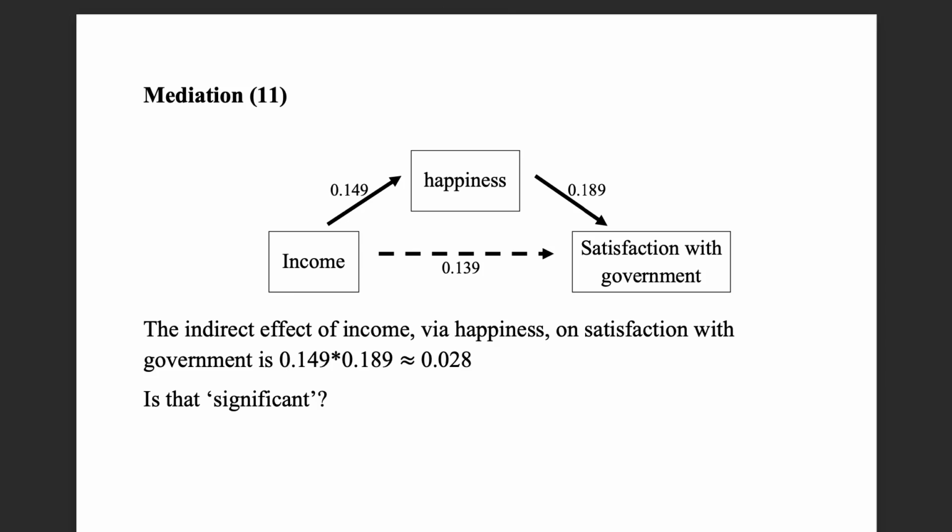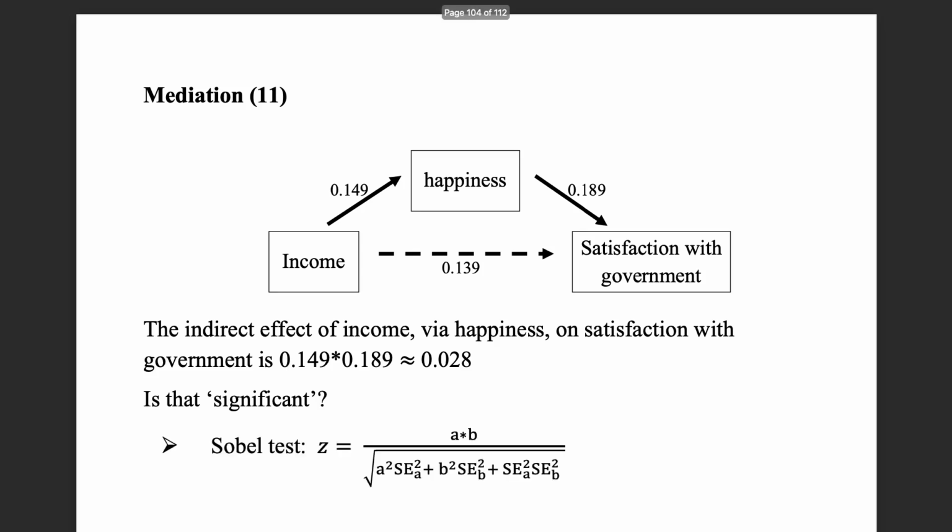Because, well, that means we somehow have to combine these into a single hypothesis test. The good news is there are a couple of different ways to actually do that, and one of the most popular ones is the so-called Sobel test, which is based on a Z distribution. So it's a version of a normal distribution test, where you take the coefficient for the A path, multiply it by the coefficient of the B path.